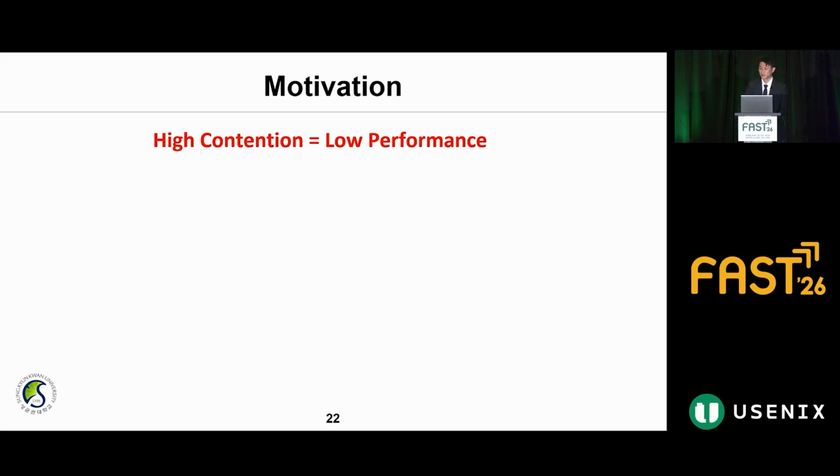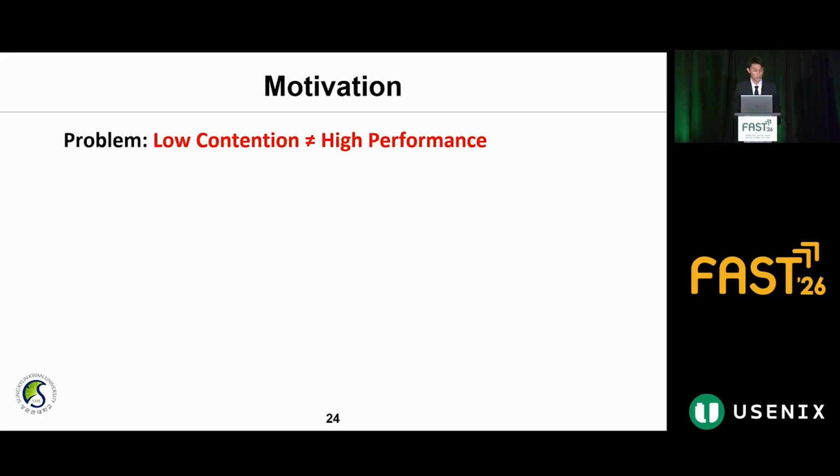This is the motivation. Look at this sentence: high contention means low performance. It seems obvious, but how about this sentence: low contention means high performance? I don't think it's right, and this is the problem we found. Low contention does not guarantee high performance.